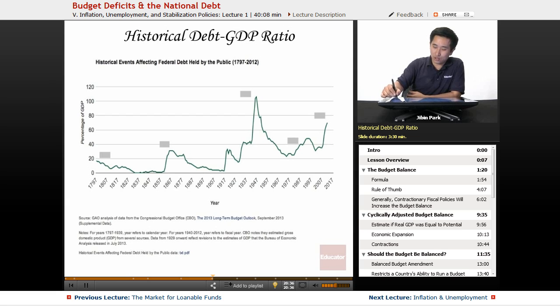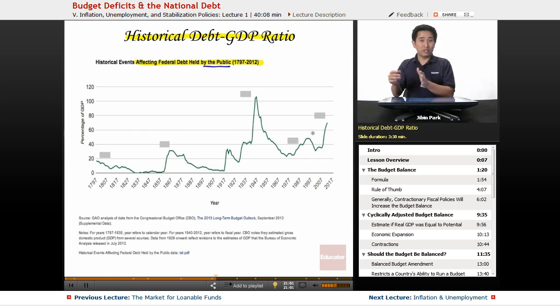Let's take a look at the historical debt to GDP ratio. These are historical events affecting the federal debt held by the public. What's interesting is that this is not necessarily the total debt, just the debt held by the public. Depending on whether you're talking about the total debt or the debt held by the public, you're going to get different debt to GDP ratios. So for this chart, we're only looking at the debt held by the public.